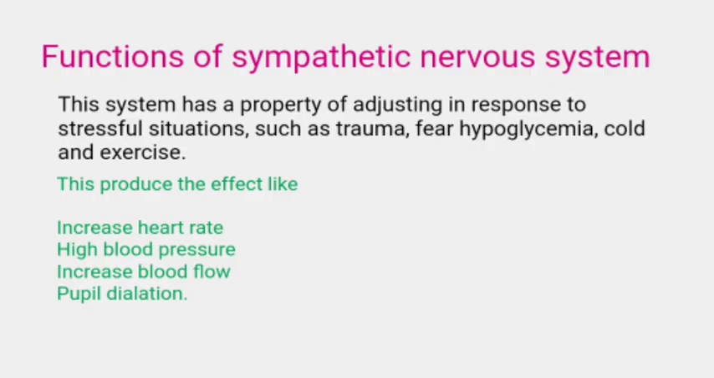Okay, now I move towards the function of the sympathetic nervous system. The sympathetic nervous system has the property of adjusting in response to stressful situations such as trauma, fear, hypoglycemia, cold, and exercise. In other words, we can say the sympathetic division is the state of active and alert. Now we see the effect of stimulation of the sympathetic division.